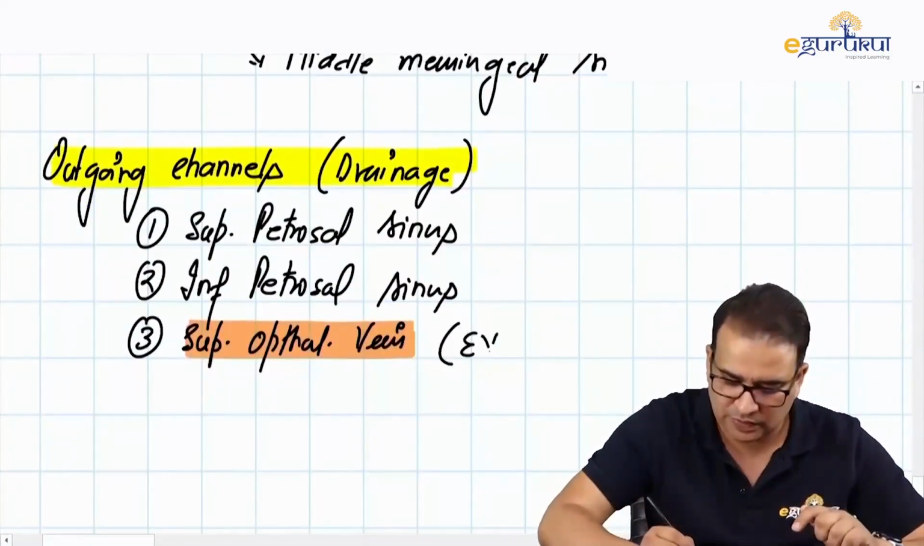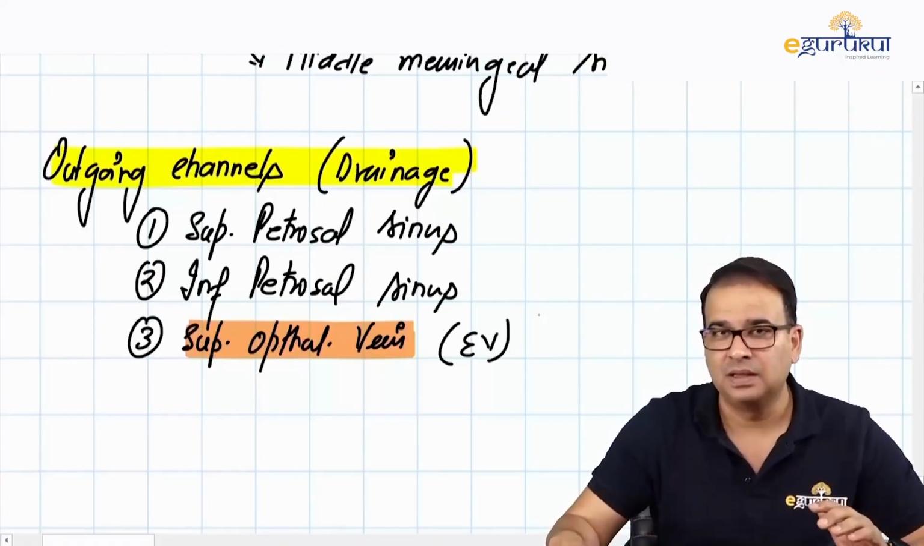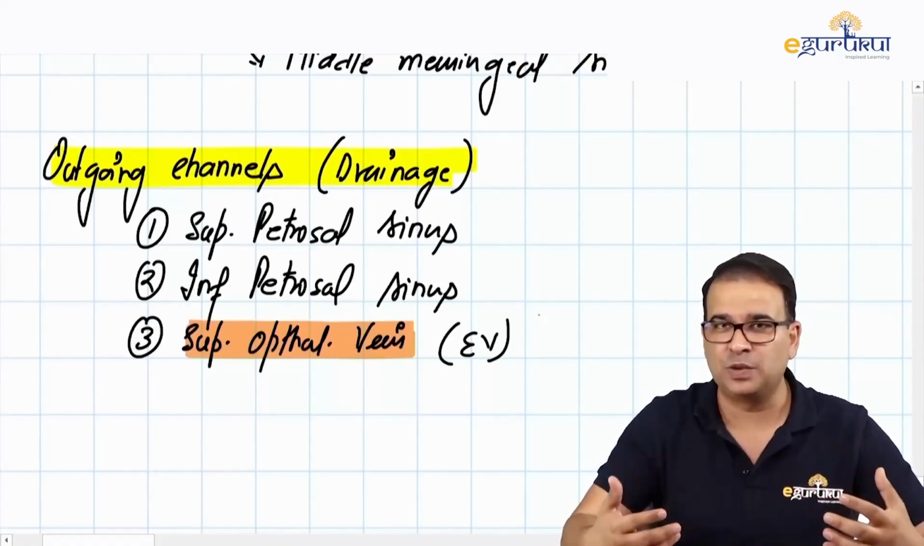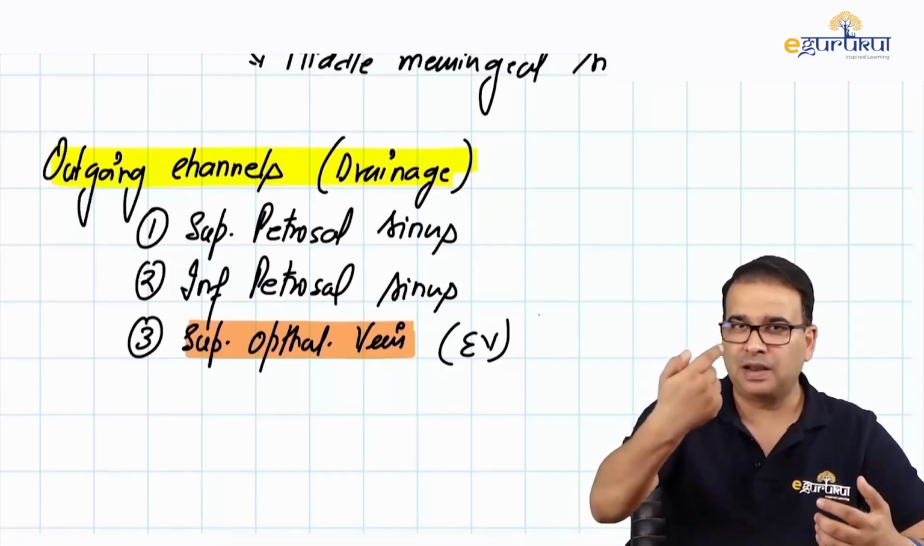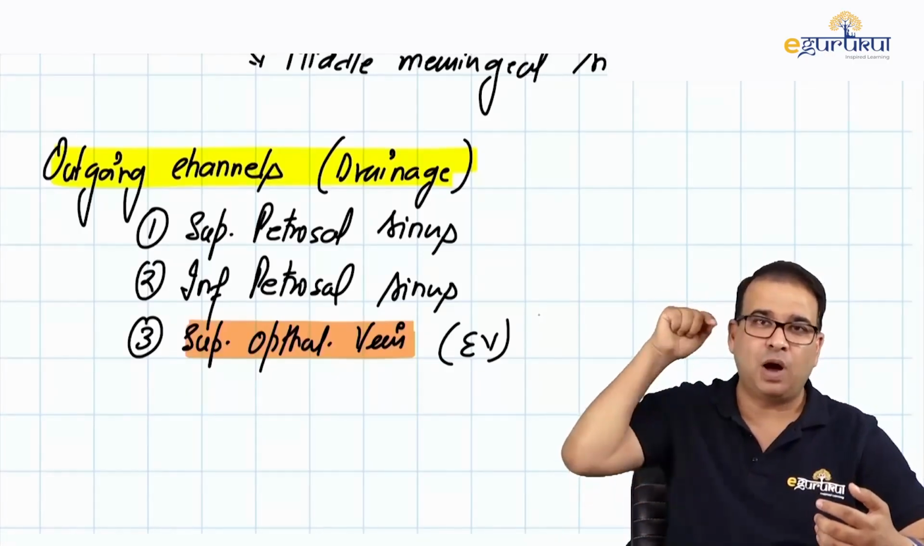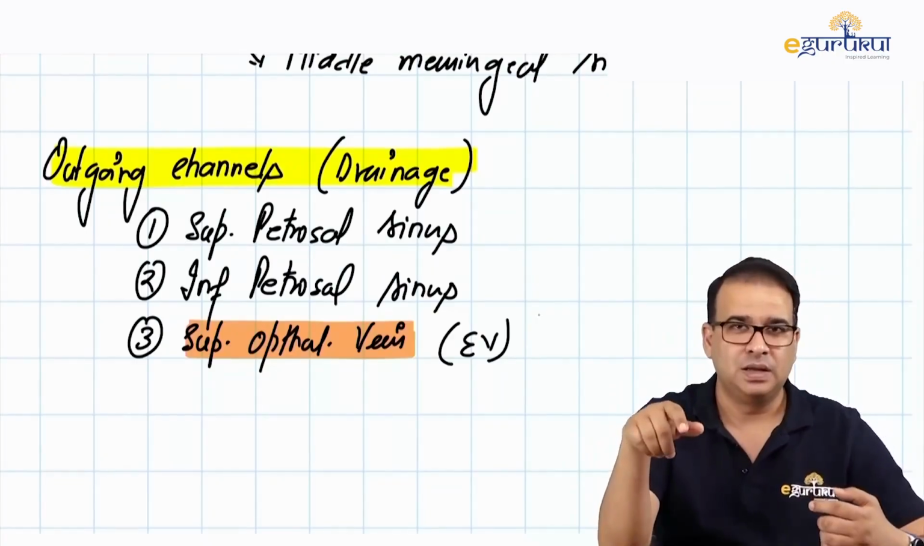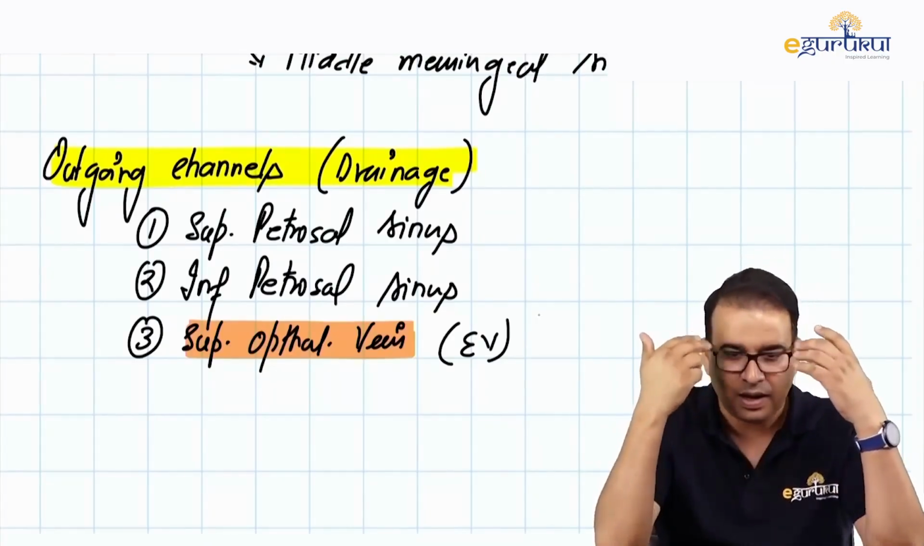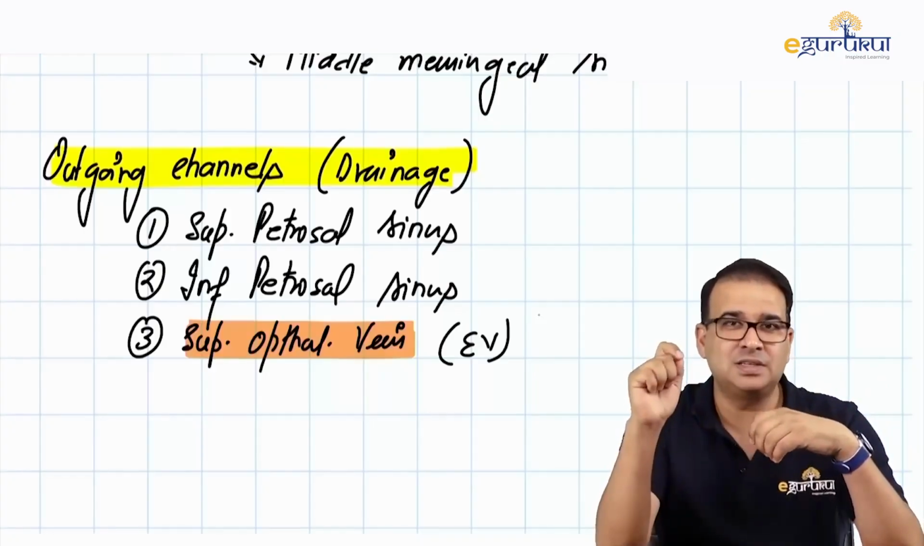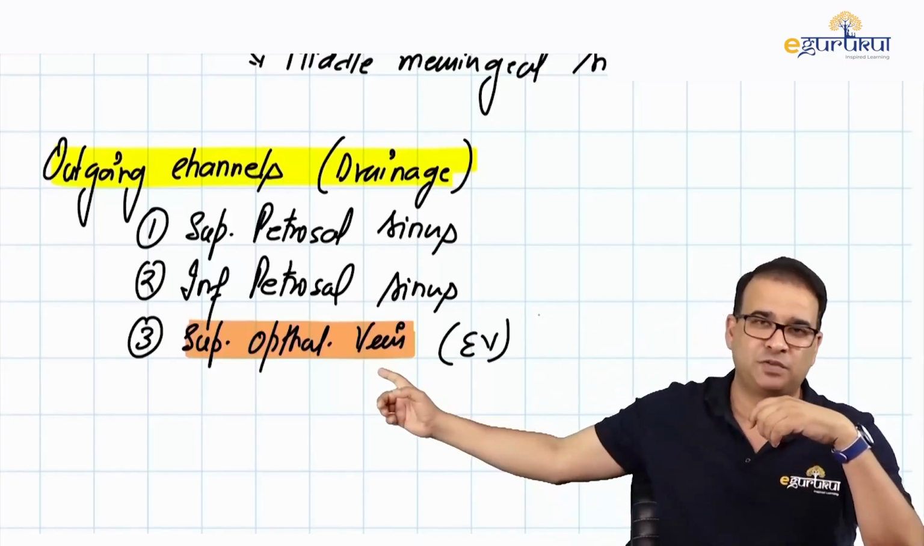We know the property of emissary veins. They do not have valves. If there is no valve present inside the superior ophthalmic vein, that means the blood can come into the cavernous sinus and blood can go out of the cavernous sinus through this vein. So when we talk about the dangerous area of the face, one of the dangerous connections on the face is because of the superior ophthalmic vein.